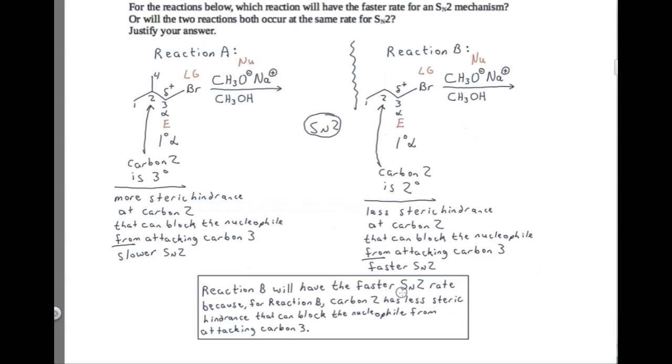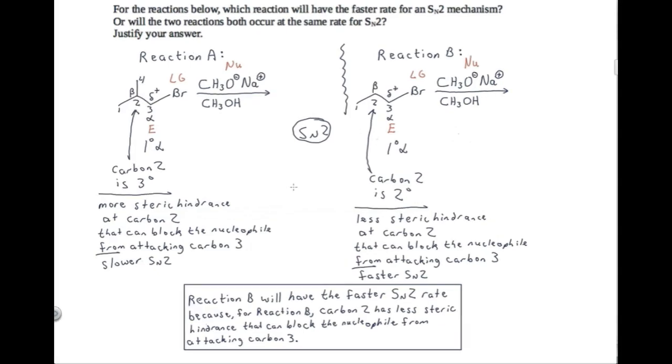By the way, there's another way to describe this situation. We know that carbon-3, which is attached to the leaving group, is called the alpha carbon. What's a good name for carbon-2? Well, a good name for carbon-2 would be the beta carbon. The carbon that's attached to the alpha carbon can be called the beta carbon. So carbon-2 is the beta carbon because it's attached to the alpha carbon.